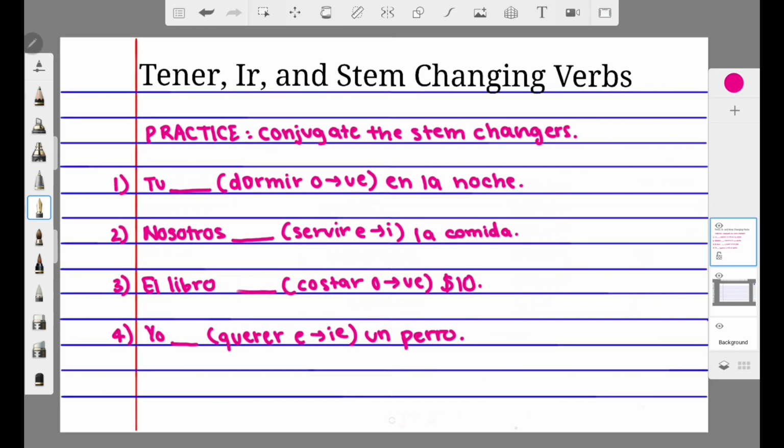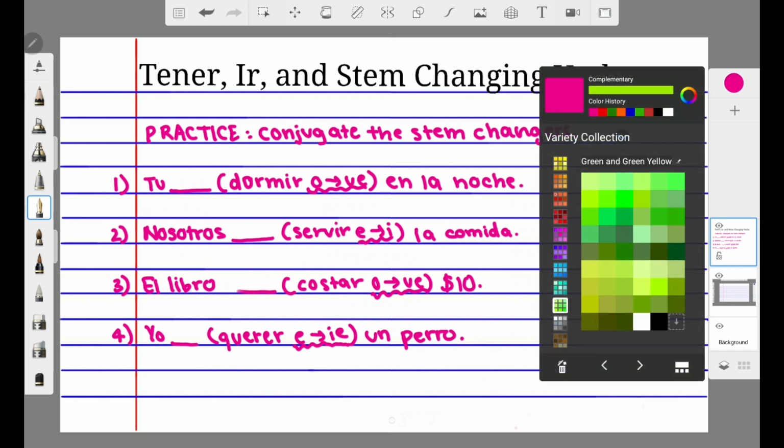So now for practice, conjugate the stem changers, but I did write the rule since it is a little bit new and you just need to get used to all those stem changers so you can memorize them, and then you'll be able to do it without the rule. Pause the video now and complete the practice.